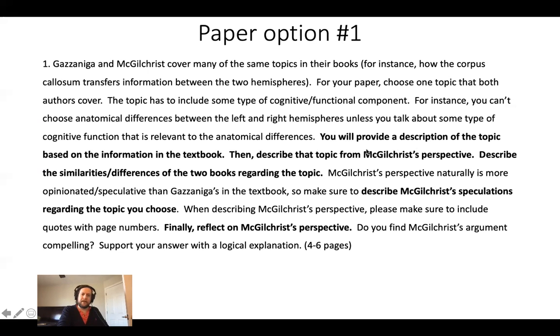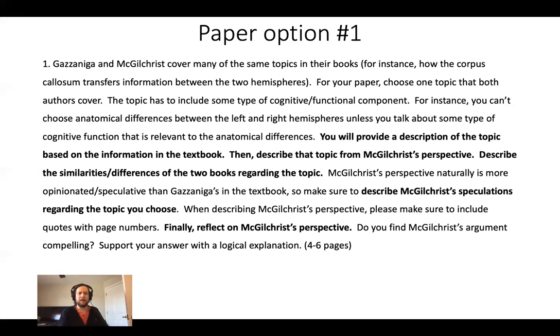Now, getting into some of the actual content of the paper, the very first paragraph of the paper will say something like, the topic that I'm choosing is this, and then describe or define the relevant terms. That's really the first paragraph: here's what I'm going to talk about. This is what the word means. Here are some vocabulary terms that are relevant to this concept or this topic.